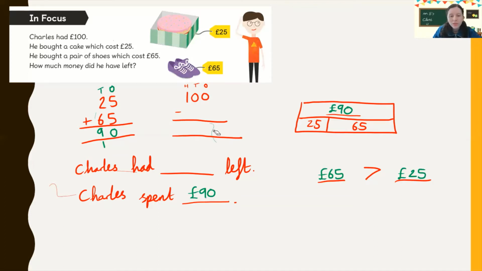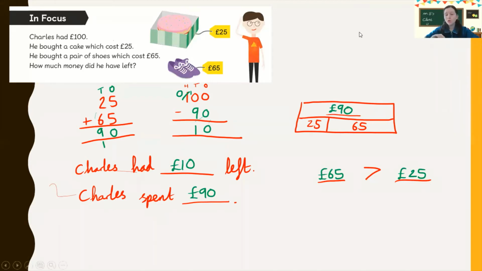Okay, so now we are going to find out how much he had left. So we're going to take this away from the money he started with. So he spent this much, so we're taking it away. 0 take away 0 is 0. 0 take away 9, do not say 1, we can't do it. What do we need to do? We need to borrow. If we're borrowing 1 from here, what goes here? 1 take away 1 is nothing, there's no hundreds left. So 10 take away 9 is 1. So he had £10 left. Not very much, poor Charles. Did not have very much left, but he had some very nice things.